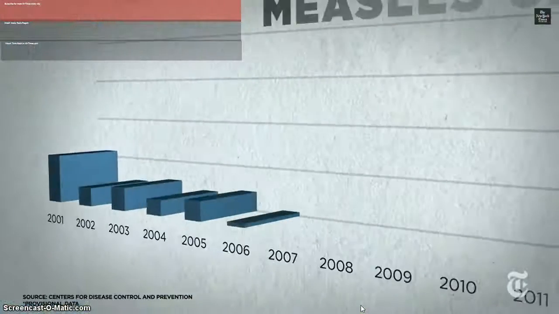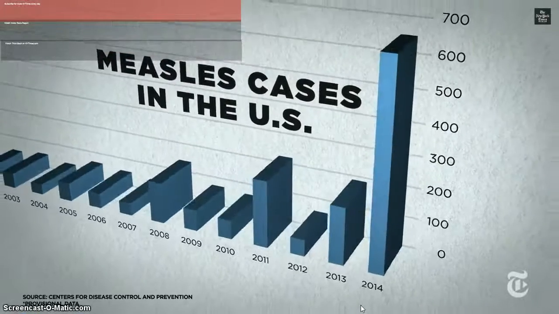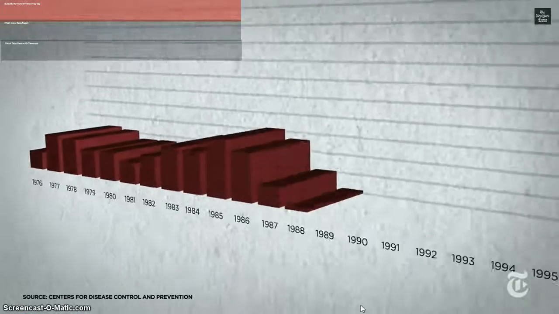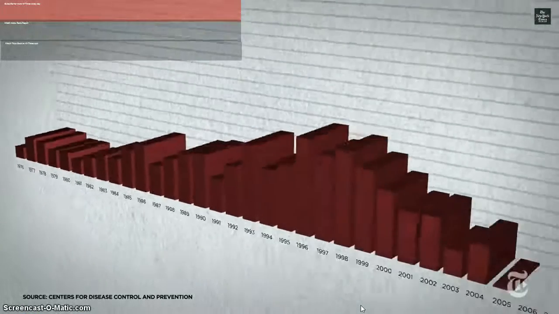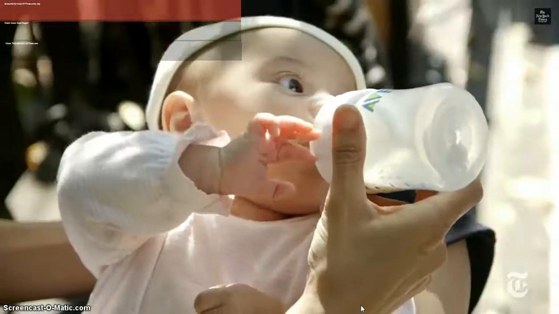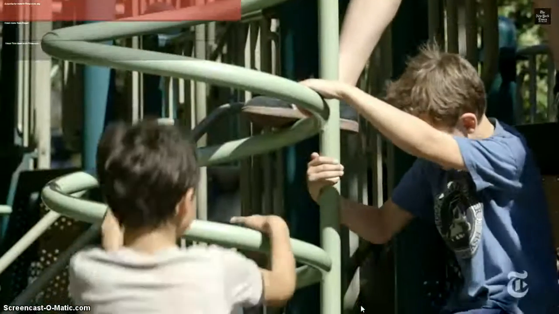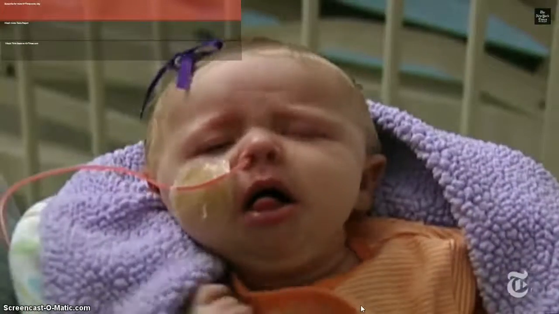Measles are back. More than 600 cases were reported in the U.S. in 2014. And another disease that looked like it was disappearing a generation ago is also making a comeback. Whooping cough. Unlike measles, its return is in part attributed to the waning effectiveness of its vaccine. But it shows how the spread of a disease can impact the most vulnerable.